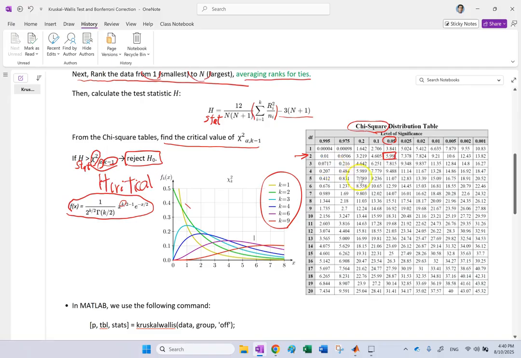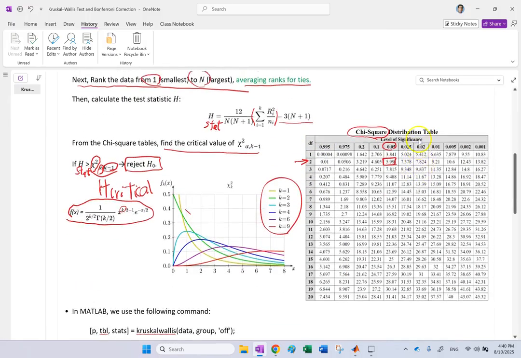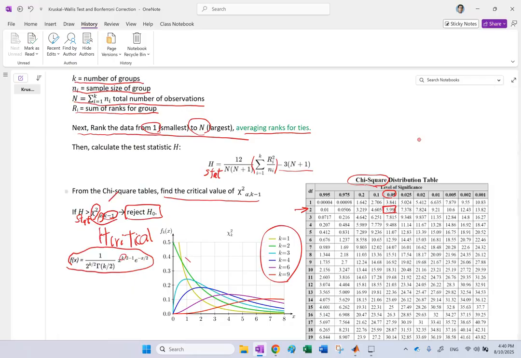Okay, so again, I can make a separate video and talk about the applications of chi-squared distribution, but clearly you see one application is to get this H critical here.